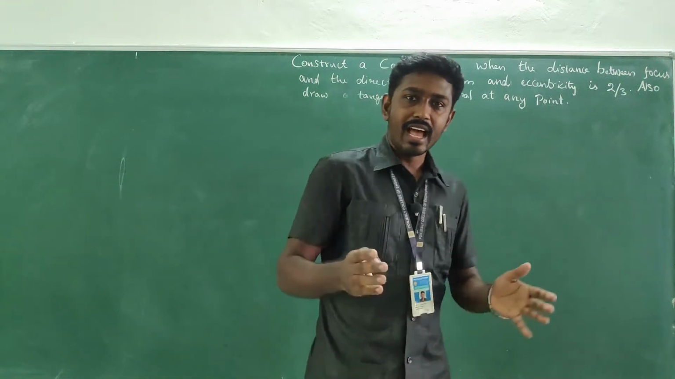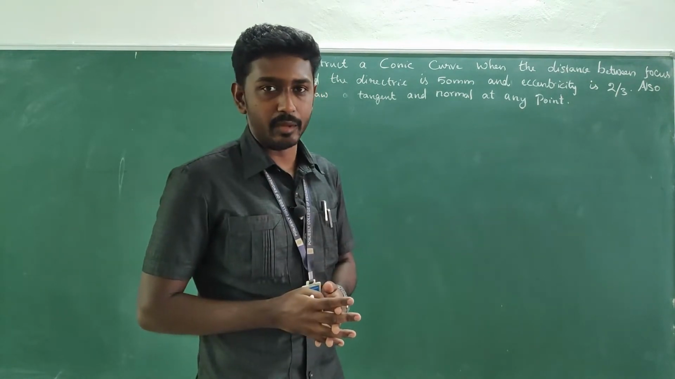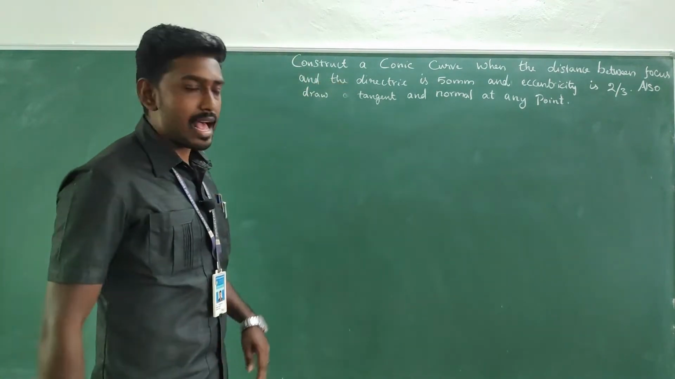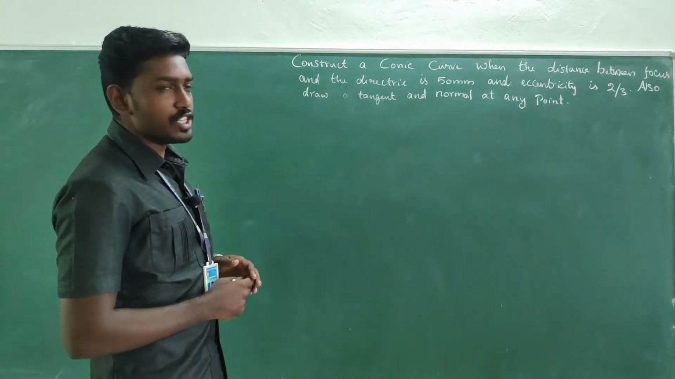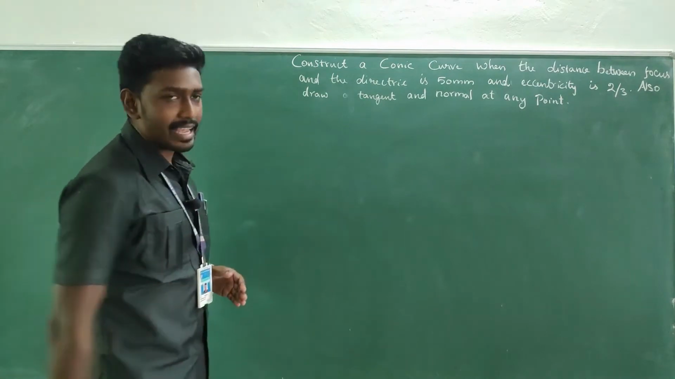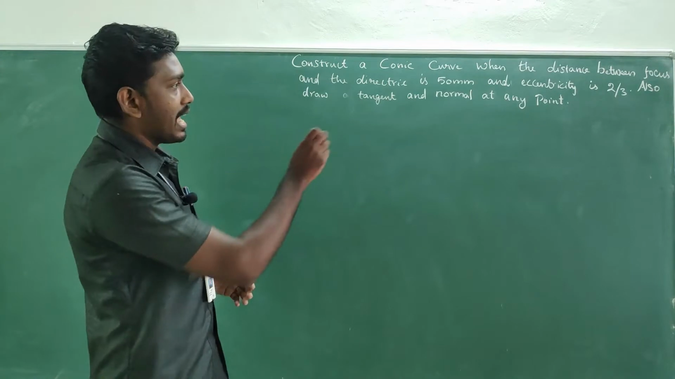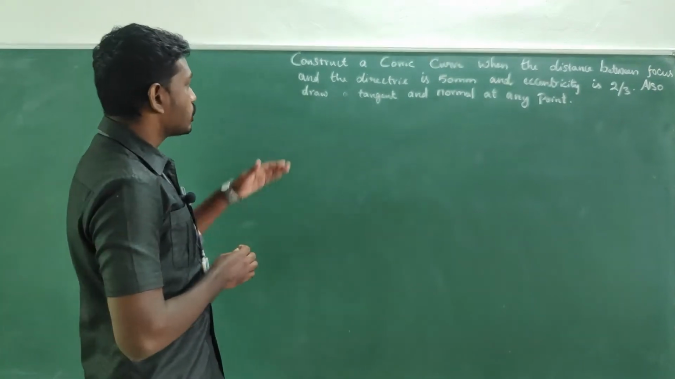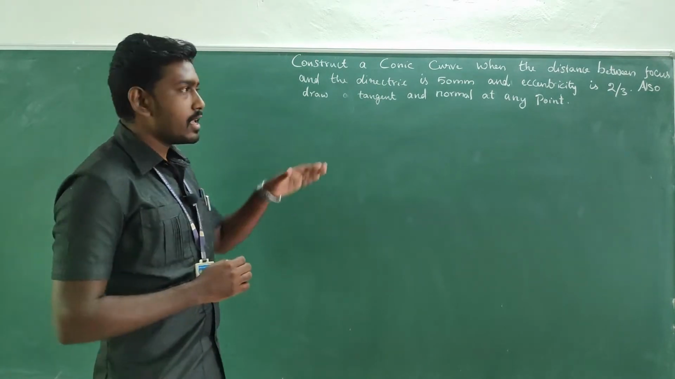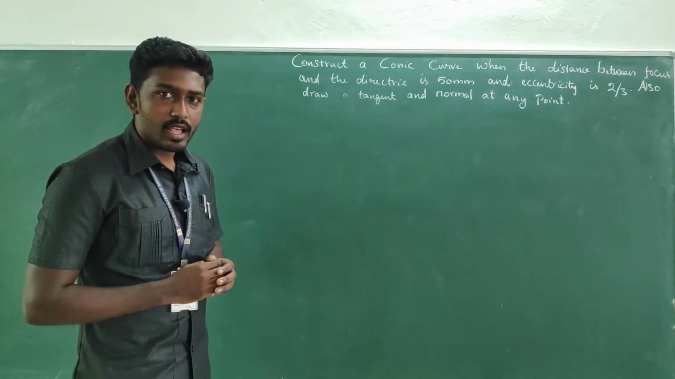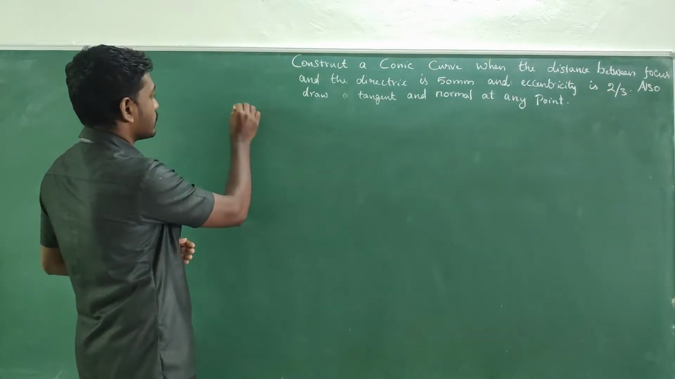Welcome, students. In this video lecture, I will explain how to construct an ellipse. The given question is: construct a conic curve when the distance between focus and the directrix is 50 mm and eccentricity is 2/3. Also draw a tangent and normal at any point. Okay, so this is the given question. First of all, we try to get the given data.